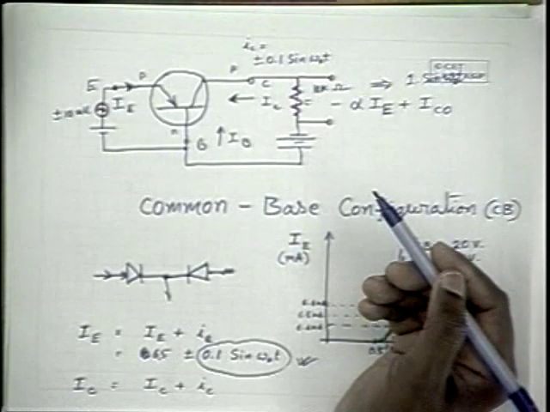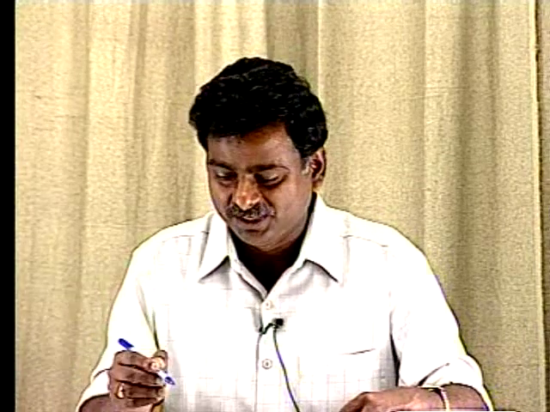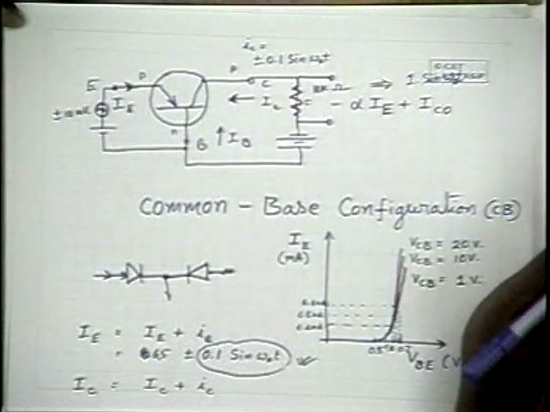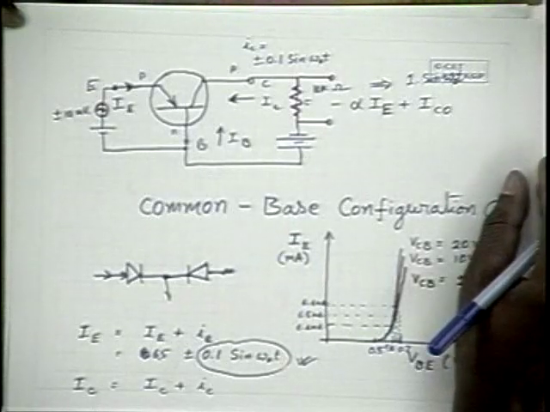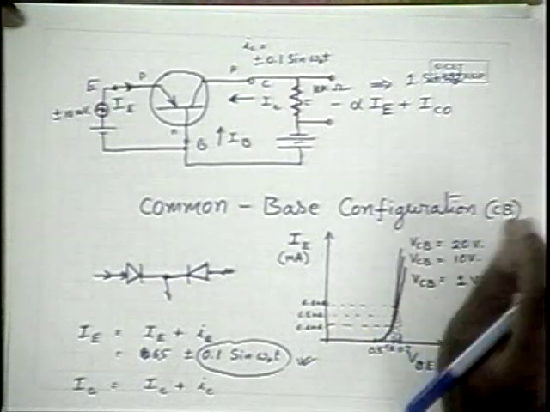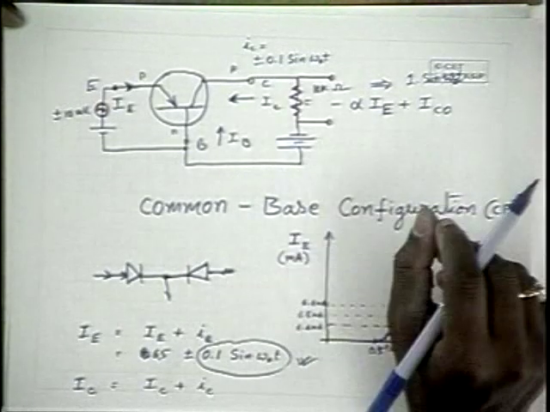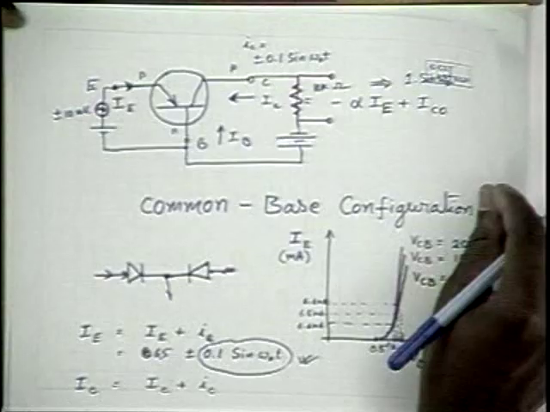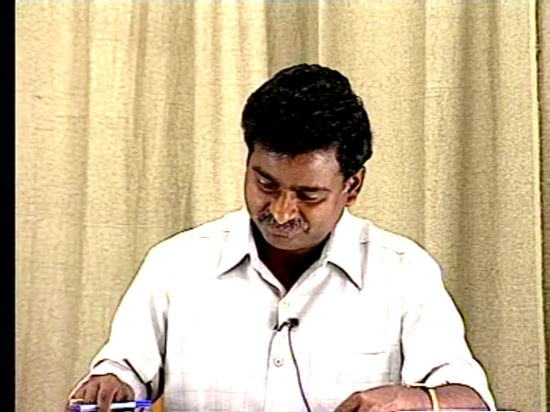The input signal is a 10 millivolt peak sinusoidal signal, and the output is going to be a 1 volt peak sinusoidal signal. Therefore, the amplification or the gain in this particular case is equal to 1 volt divided by 10 millivolts, which is equal to 100. So how are you getting this?